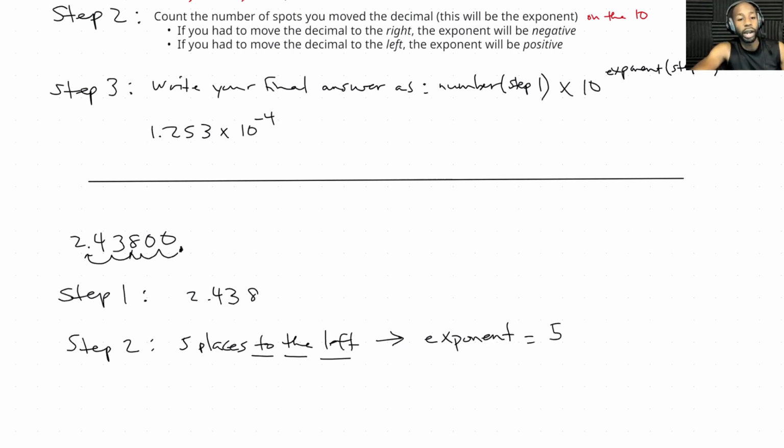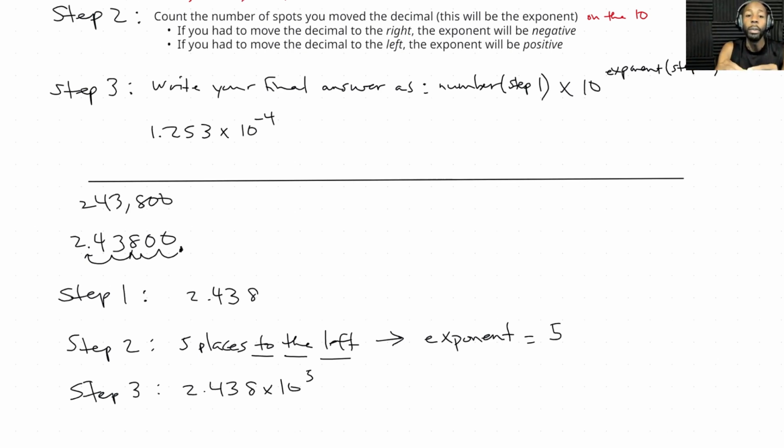Now, step three, write our final answer, which is 2.438 times 10 to the fifth power. Okay. Now, again, you should be able to multiply this out and get the original 243,800. If you want to do that to check, it's always a good idea to check your answer if you have time.